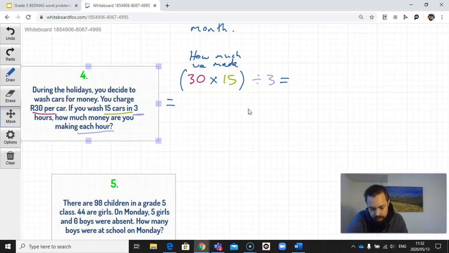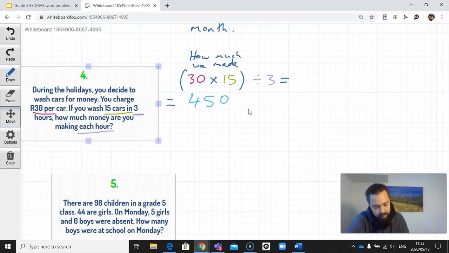So let's just jot it down here. 30 times 15. Well, we can put our smiling 0 down there, and then we say 3 times 15 is 45, and so our answer is 450. So we can put the 450 here. And now we can continue.